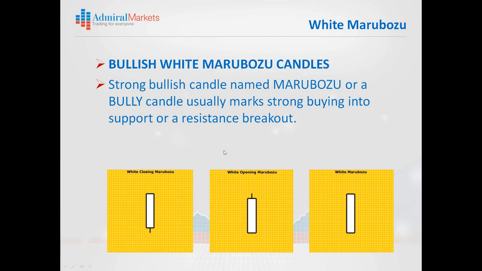Believe me, very good. Bullish white Marubozu candles. Those are strong bullish candles named Marubozu or a bully candle. And they usually mark strong buying into support or a resistance breakout. First is white closing Marubozu. It has a wick to the downside. White opening Marubozu has a wick to the upside, and white Marubozu doesn't have a wick at all. You don't have to know all of the names. Just if you spot this big bully candle, you know it's a Marubozu candle. And those are momentum candles. So usually they indicate strong buying.